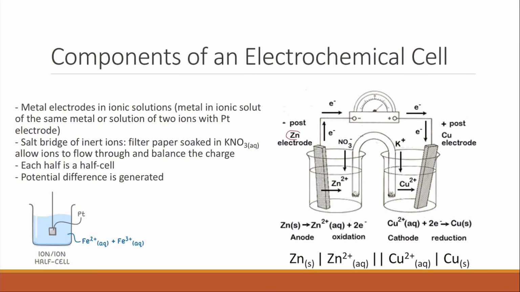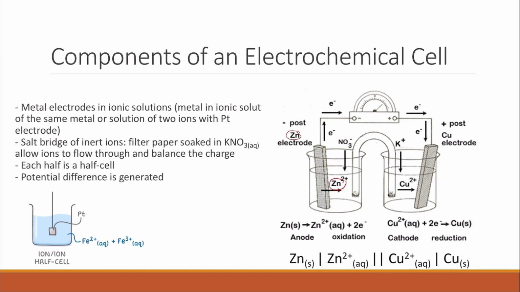For example, we could have zinc with zinc ions. So zinc ions, like we can have zinc nitrate, we can have zinc sulfate. So any ionic solution for zinc. And the other one will be a different metal as well, immersed in an ionic solution of that metal, like copper metal and copper ions.